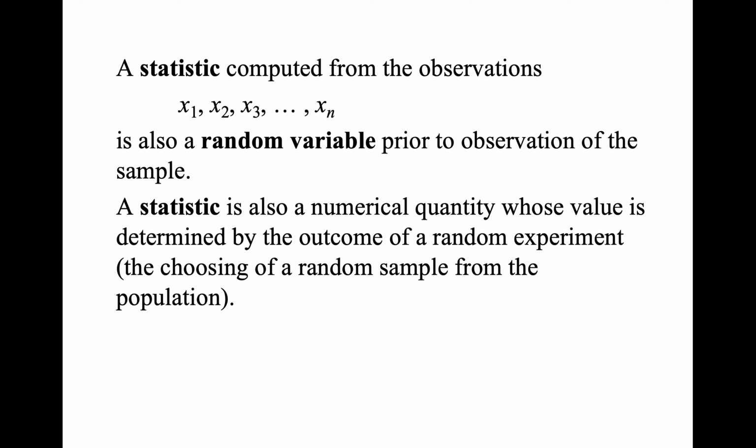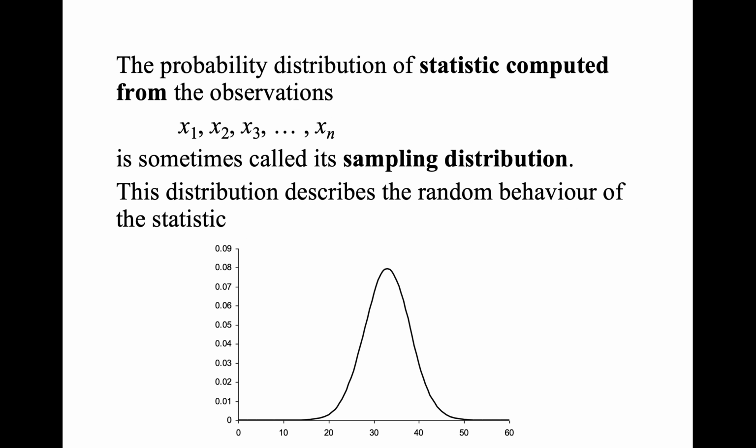A statistic computed from the observations is also a random variable prior to observation of the sample. A statistic is also a numerical quantity whose value is determined by the outcome of a random experiment, meaning the choosing of a random sample from the population that you have done or conducted for your final project.